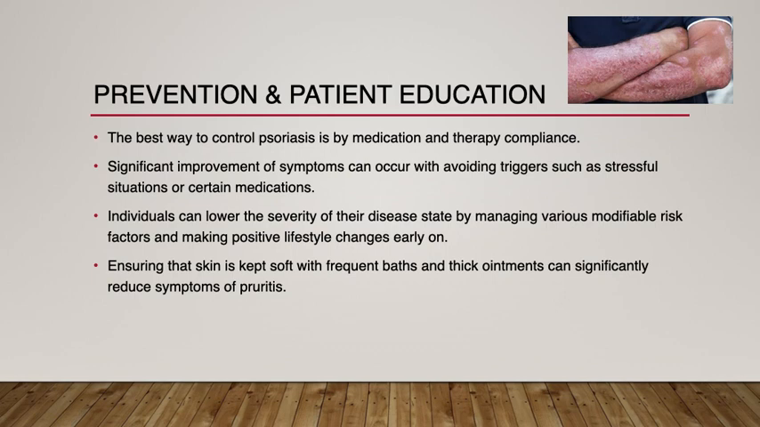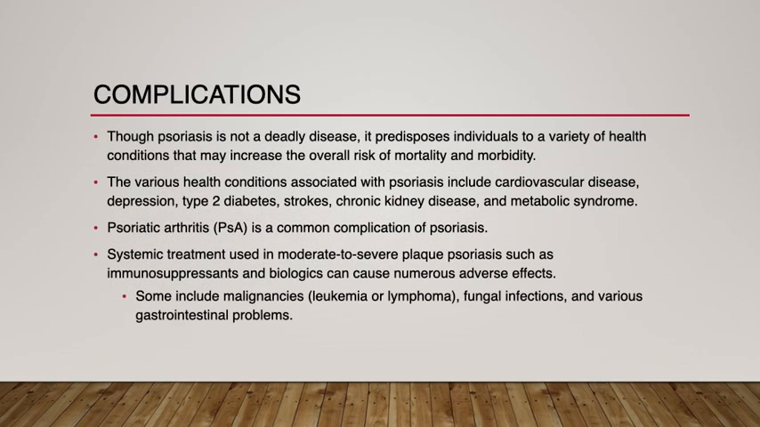Some modifiable risk factors that can reduce the severity of psoriasis disease states include smoking cessation, increasing physical activity, reducing alcohol consumption, or weight loss in overweight individuals. Because this disease involves chronic inflammation, it can affect multiple organ systems over time. This can increase the overall risk of mortality and morbidity. The various health conditions associated with psoriasis include cardiovascular disease, depression, type 2 diabetes, and other disease states.